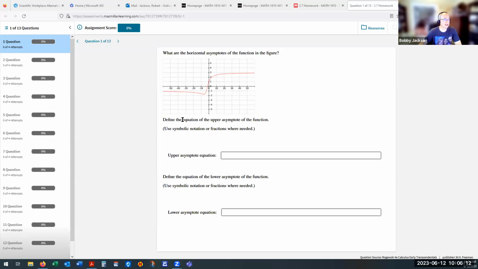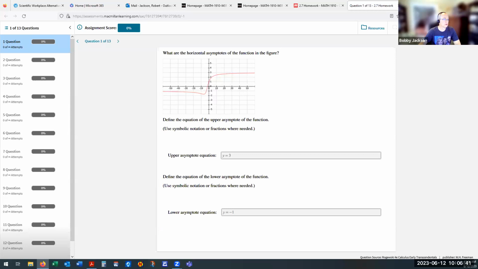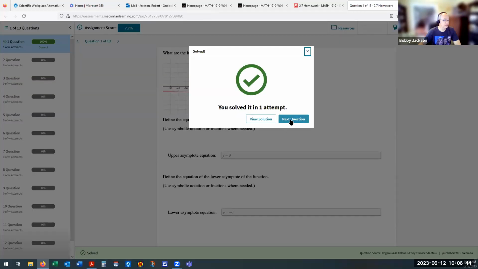So when they say define the equation of the upper asymptote, by upper they mean the asymptote at a height of y equal 3. In fact, equation means you have to have an equal sign in there. Asymptotes are indeed horizontal lines, so their equations are always y equal some number. So the upper asymptote would be y equal 3. The lower asymptote would be y equal -1. Okay, so that's good on that one, hopefully.